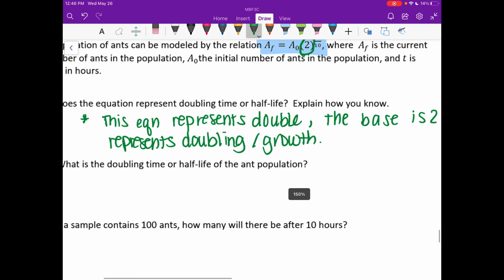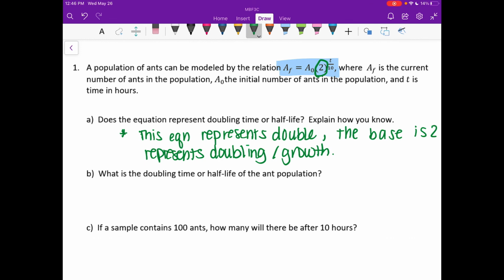What is the doubling time or half-life time of this population? So we know it's doubling time, right? And if I look at my equation, I'm just going to go and find the D value, which in this situation is 10, right? So the doubling time, I'm just going to write dt, is 10, right? Because it's the D value.